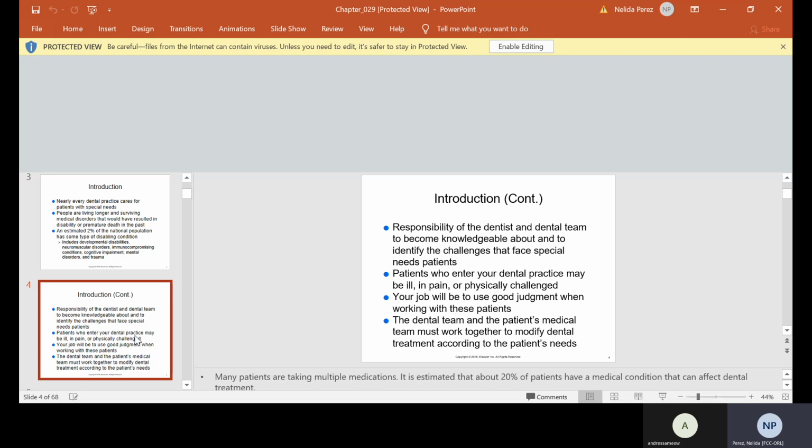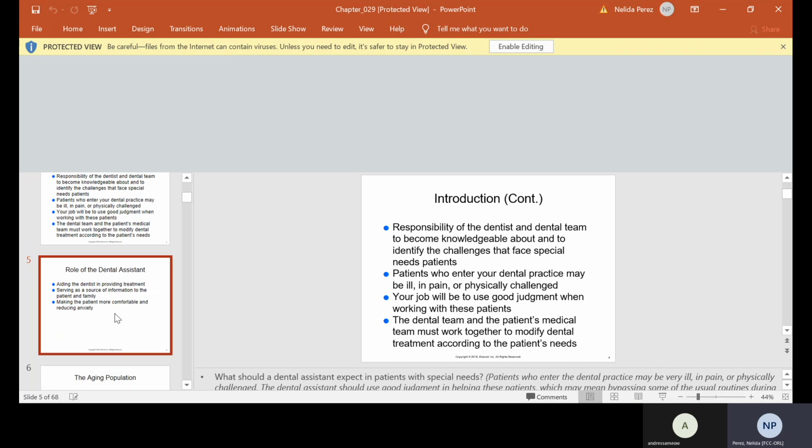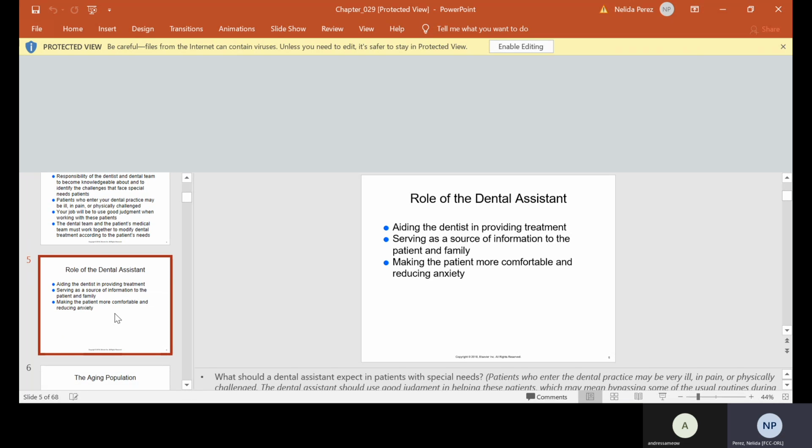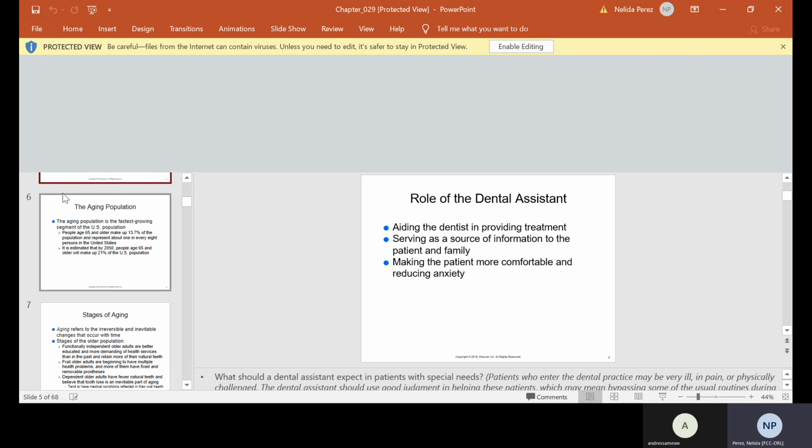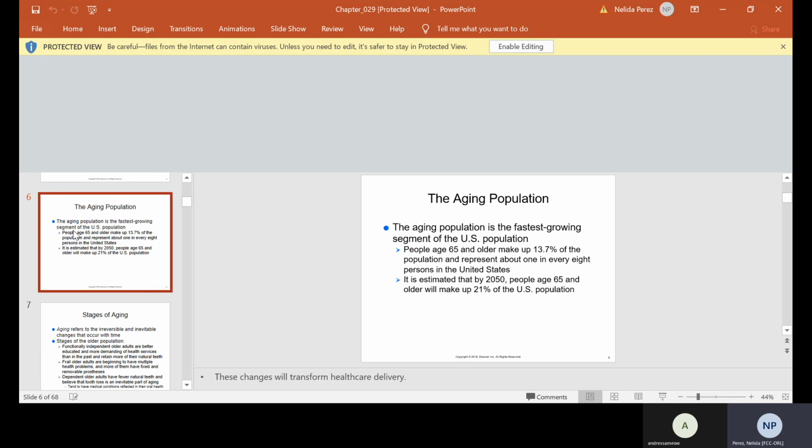Patients who enter your dental practice may be ill, in pain, or physically challenged. Your job will be to use good judgment when working with these patients. The dental team and the patient's medical team must work together to modify dental treatment according to the patient's needs. So your role is to aid the dentist in providing treatment, serving as a source of information to the patient and family, and making the patient more comfortable and reducing anxiety.